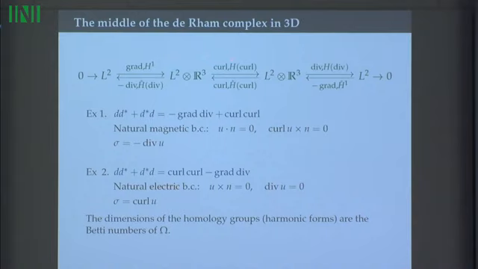And finally, what happens if you use the last three non-zero spaces? Then the operator turns out to be curl curl minus grad div. So it's actually the same operator. You get different boundary conditions. You get electric boundary conditions out of this. And the homology groups are the one forms, with dimension Betti 1, the tunnels through the domain for the first case, and the voids in the domain for the second case. And then these are well-posed problems.